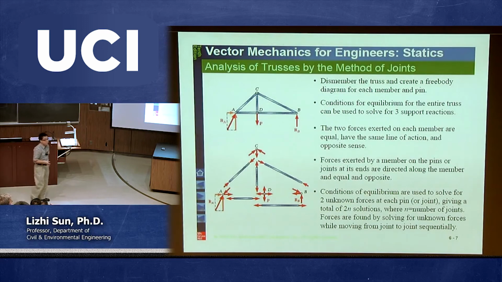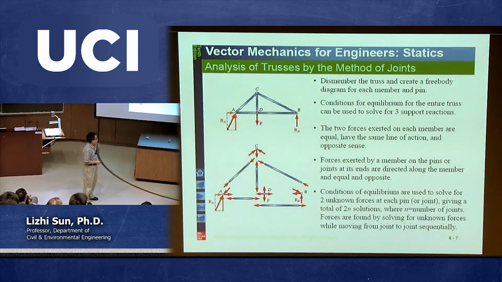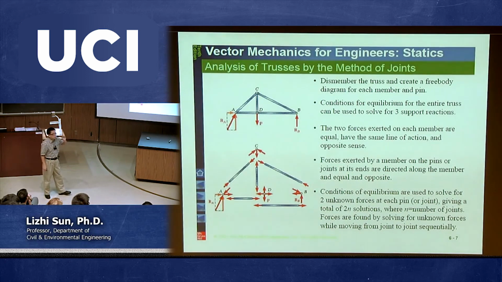Yes? When you isolate each member, from A to C the forces are going into it, but from C to D they're going out, and from A to D they're going out. The other ones are going in. How do you distinguish whether the forces go in or out? It is really up to us to make an assumption first. The reason we have to make an assumption is simply because we do not know whether the internal force is in compression or in tension. We do not know it. So it's really up to us to make a first assumption.